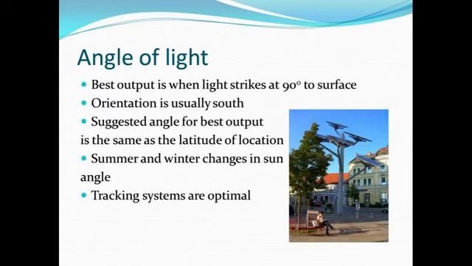Angle of light. Best output is when the light strikes at 90 degrees to the surface. Orientation is usually south. The suggested best angle for output is the same as the latitude of the location. Summer and winter change the sun angle, so tracking systems are optimal.